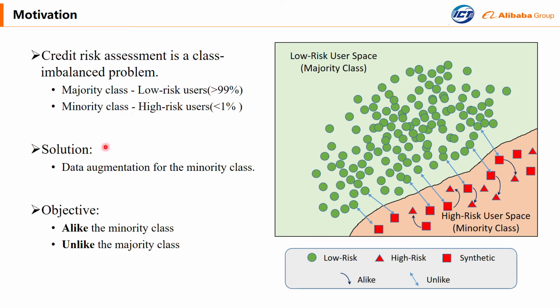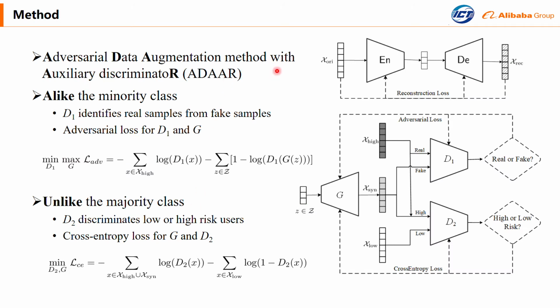One of the widely used solutions for this problem is data augmentation, as the right figure shows. Low-risk users are denoted as green circles and high-risk users are represented by red triangles. Our goal is to generate synthetic samples in red squares, which are alike the minority high-risk users and unlike the majority low-risk users. To achieve this goal, we propose an adversarial data augmentation method with auxiliary discriminator named ADAR.